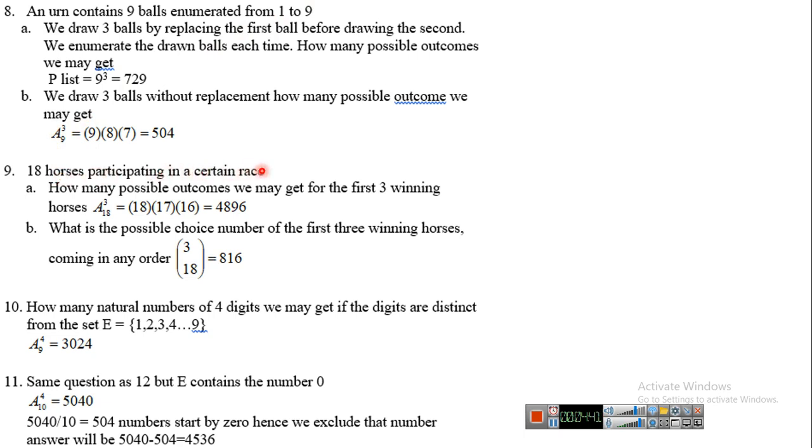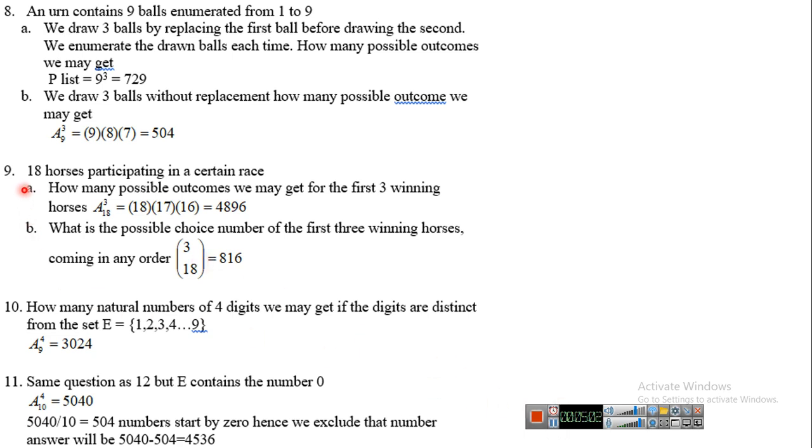18 horses are participating in a certain race. We know in a race order is important. How many possible outcomes may you get for the first 3 winning? Arrangement 3 out of 18. What is the number of possible choices of the first 3 winning, coming in any order? Since they come in any order, it is a combination. Why? Because they come in any order.